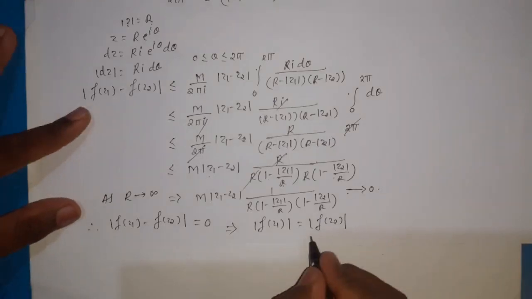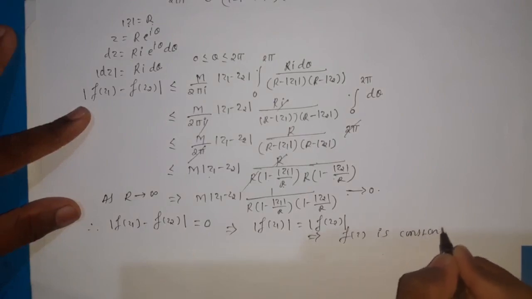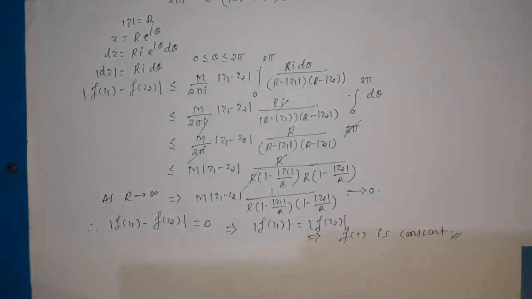Therefore it implies that f of z is constant, hence the proof, because we needed to prove that the function is a constant function. On the basis of the modulus of a function, we have proved that f of z is a constant function. For this we have used Cauchy's integral formula. Then by taking the difference of them, we have proved that mod f of z1 equals mod f of z2. So those two moduli are equal only when the function is a constant function.